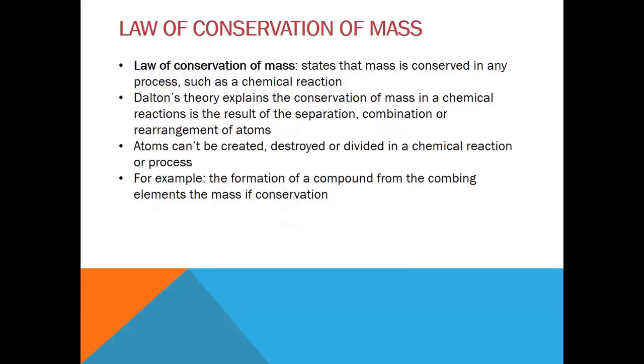Dalton's theory explains the conservation of mass in a chemical reaction and the results of separation, combination, and rearranging. So basically he's saying that mass is conserved in a chemical reaction. So we have two elements. If we put them together, no matter which way we combine these sets of elements, the mass will always be the same.